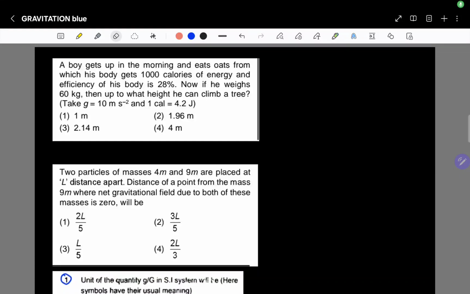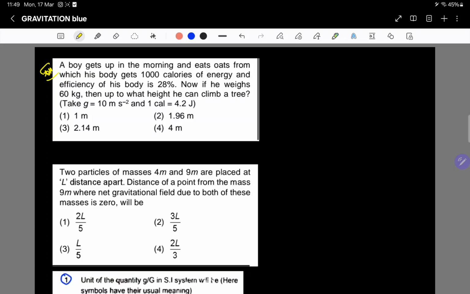Next continuation question, students. A boy gets up in the morning and eats oats, from which his body gets 1000 calories of energy, and the efficiency of his body is 28%, given. His weight is 60 kg. Then up to what height can he climb a tree? Very important question, students.